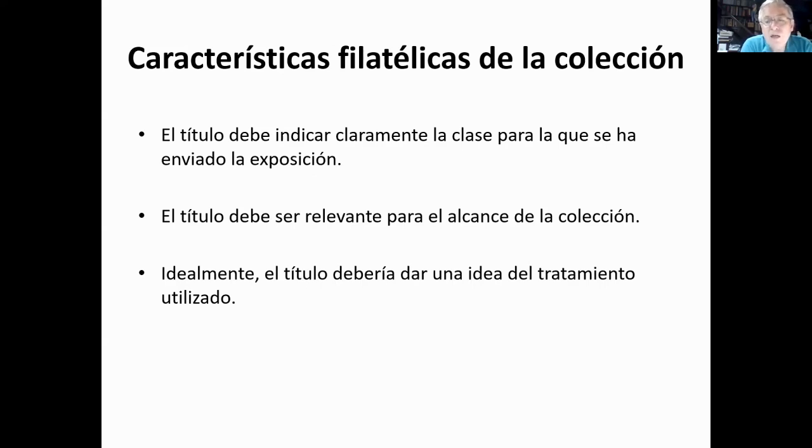You don't want a title that implies a lot of postal history when it's really a traditional exhibit. You don't want to imply if there were, for example, postage due issues within the time period. You need to define whether the exhibit might or might not include those issues. And thirdly, the title of the exhibit should give some insight to the treatment used in the exhibit. Now, let's put that into some sort of concrete terms with the next slide.